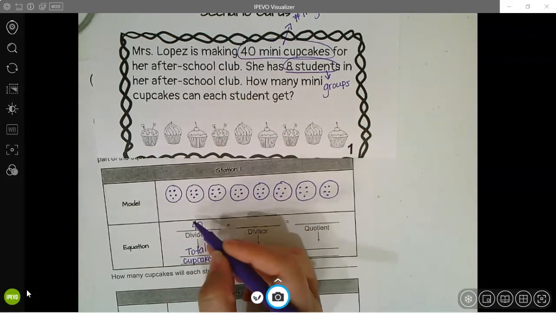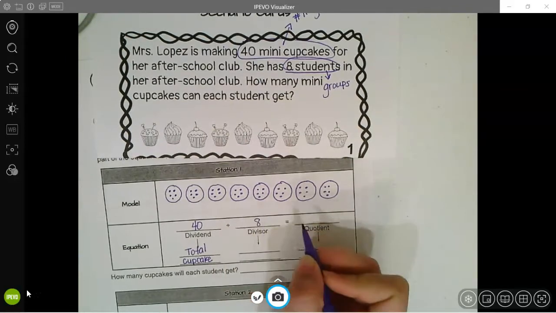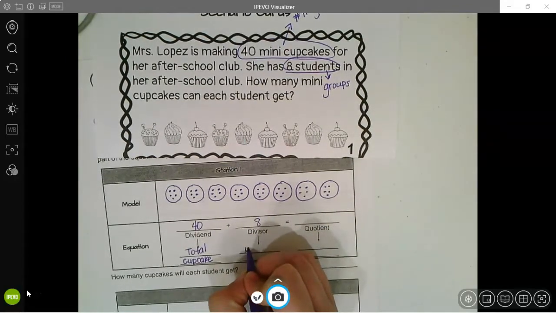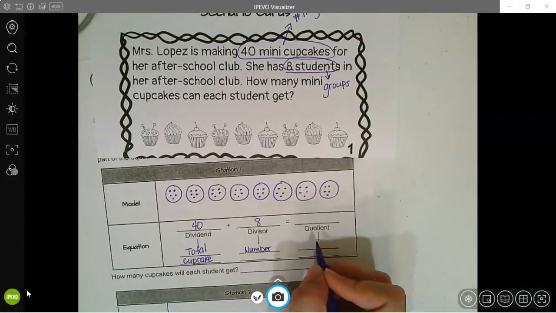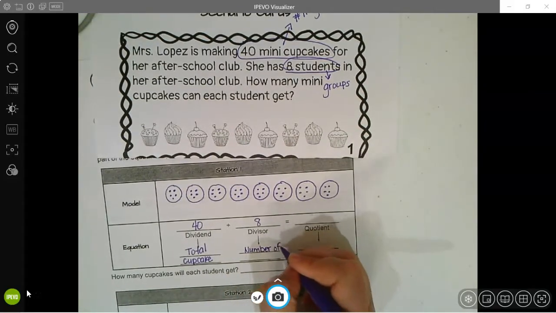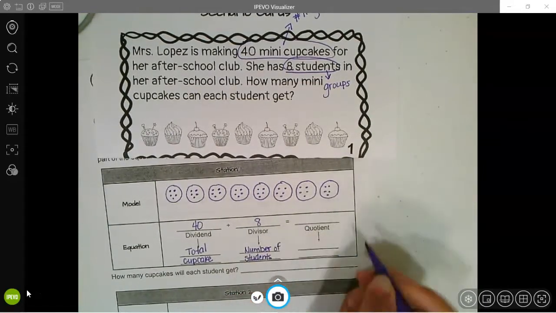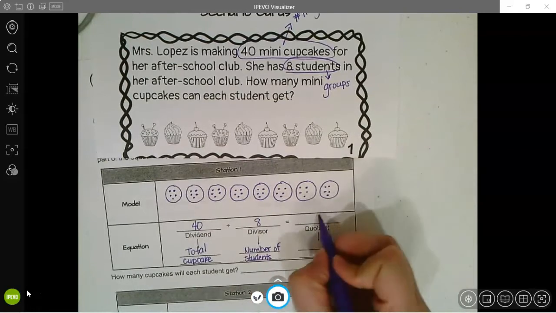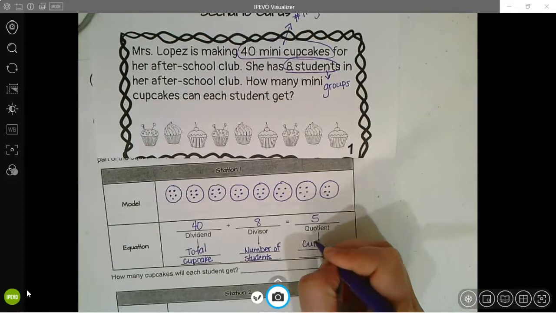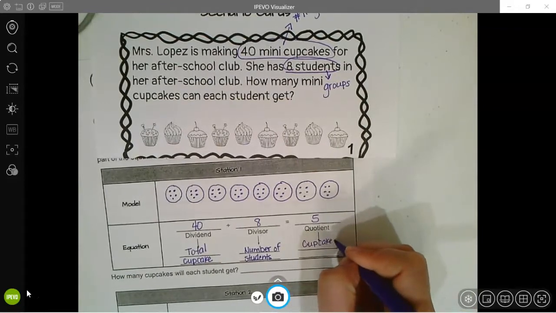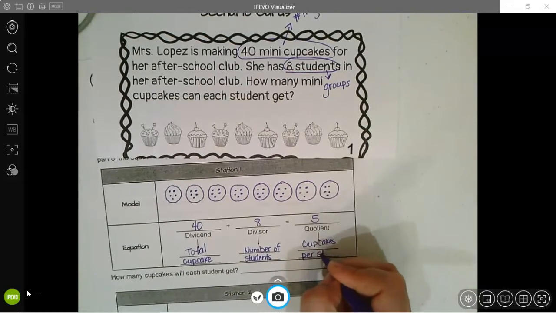Okay. And I'm going to take 40 and divide it into how many? 8. And that is the number of students. Okay. And then we said that each student is going to get 5 cupcakes. So 5 cupcakes per student.